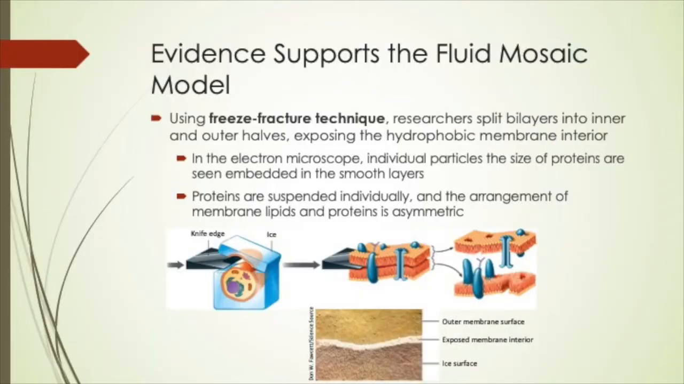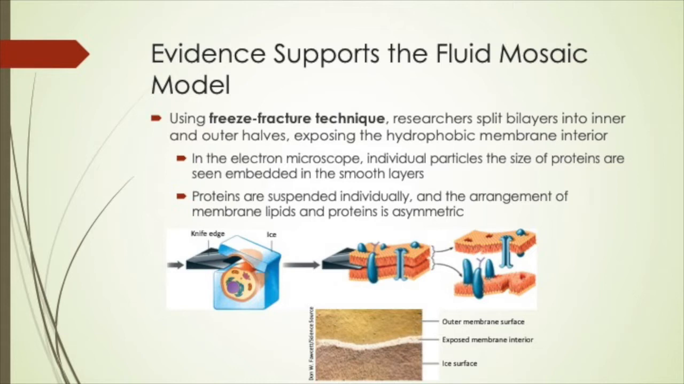Functional groups and active sites face either inside or outside the cell, and then integral proteins are embedded inside the cell, while peripheral proteins are held by non-covalent bonds. So you'll have certain proteins that are just floating inside the membrane. Those are peripheral proteins. So we have evidence that supports this fluid mosaic model.